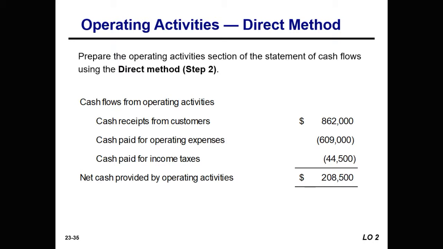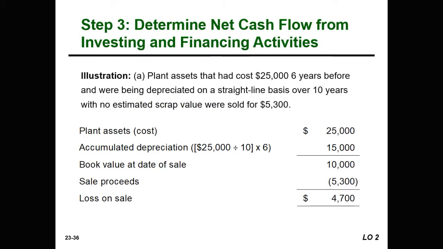So using the direct method, we would show total cash receipts from customers of $862,000, cash paid for operating expenses of $609,000, and cash paid for income taxes of $44,500. Then we would have the same amount of cash provided by operating activities of $208,500. So there we actually did both the direct method and the indirect method.